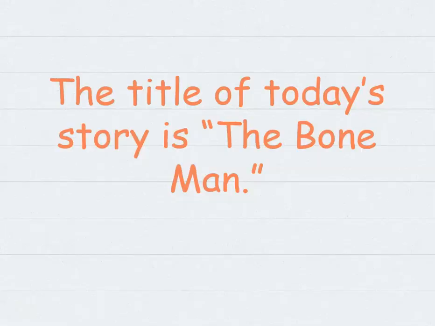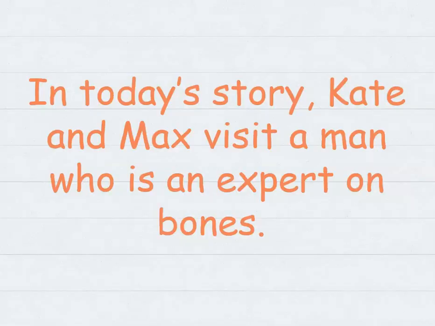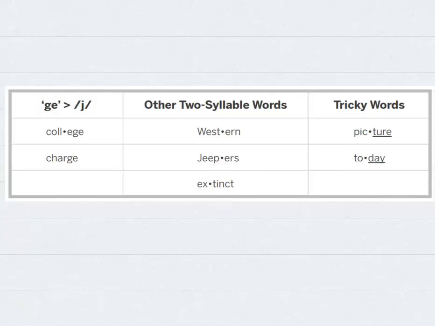The title of today's story is The Bone Man. In today's story, Kate and Max visit a man who is an expert on bones. Before we begin the story, we're going to review a few words you may come across that you may have trouble with. The first two words have the J sound, spelled G-E. The first word is college. Say college. The next word is charge. Say charge.